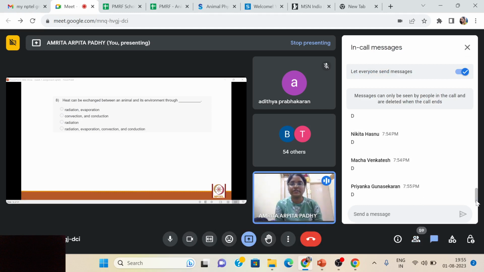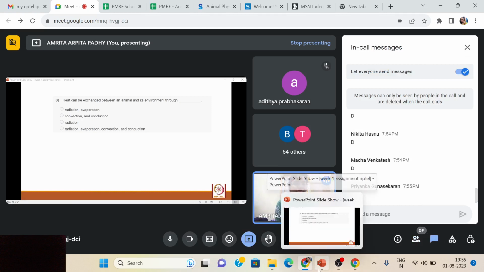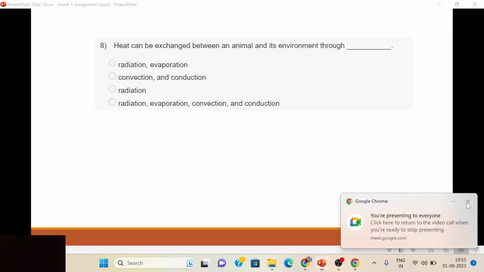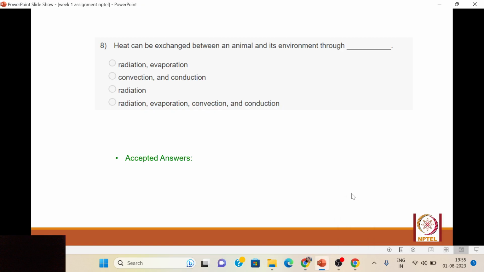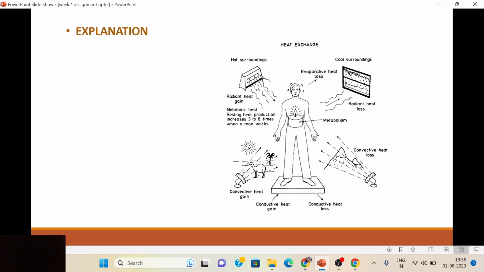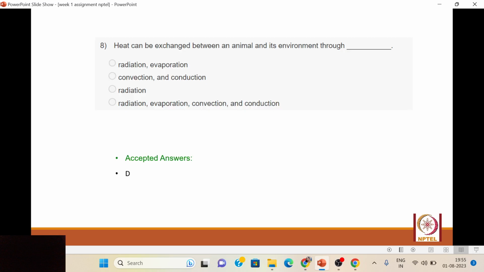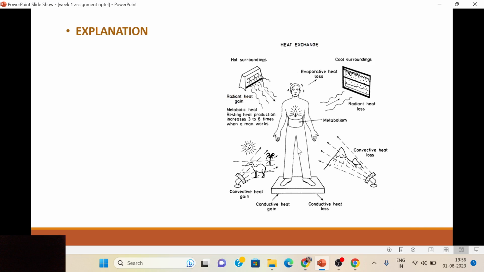Okay. I think we can now discuss what is the correct answer to the eighth question, which is D. I think till now everyone is giving correct answers because these are very simple questions, and I hope that you all have gone through the lecture as well. So, heat can be exchanged between an animal and its environment through radiation, evaporation, convection, and conduction. All the four processes.